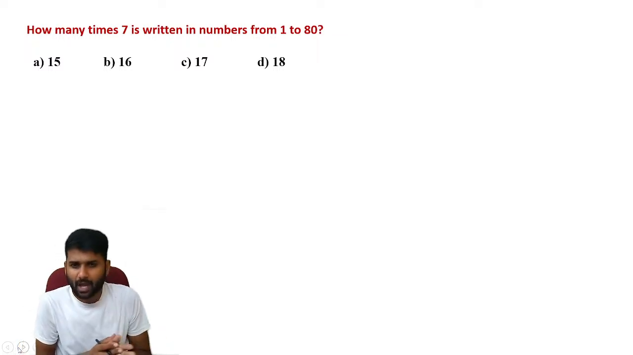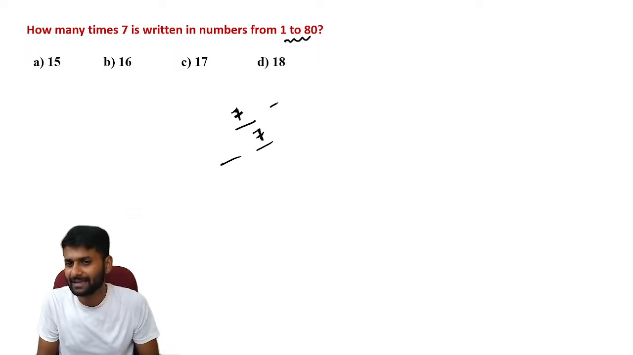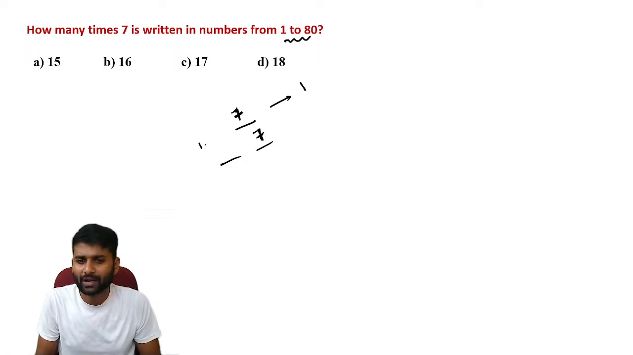Now see this question. How many times 7 is written in the numbers from 1 to 80? First, in the units place, in a single digit number, you can write 7 one time. Let's take the two digit numbers. 7 you can fix in the units place. What about the tens place? You can write 1, 2, 3, 4, 5, 6 and exclude 7.